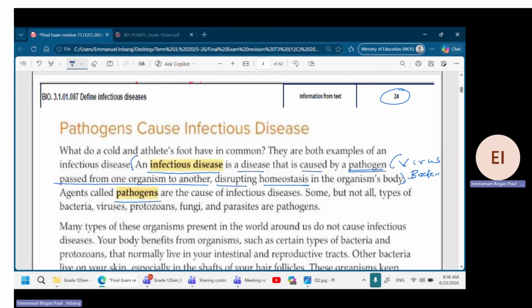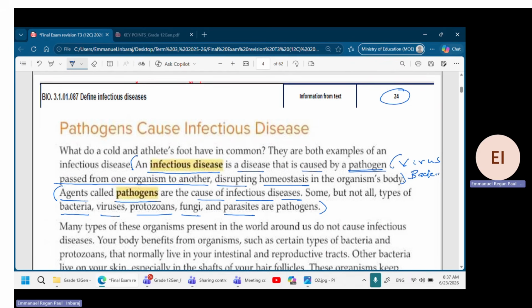Now let's look at the second question. What are pathogens? Pathogens are agents that cause infectious diseases. They can be bacteria, viruses, protozoans, fungi, parasites. All of them are pathogens. See, there are 2 questions. An infectious disease is a disease caused by a pathogen, and pathogens are agents that cause infectious disease. Examples are these, so don't forget.